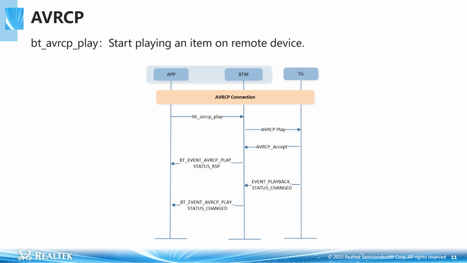The remote TG device will receive the AVRCP Play command and reply with accept. The application receives the BT event AVRCP Play status RSP. Meanwhile, the remote device notifies Play status changed, and the application will receive BT event AVRCP Play status changed.